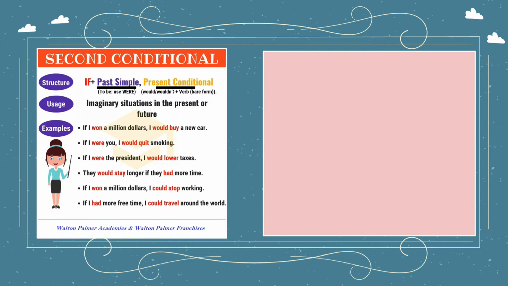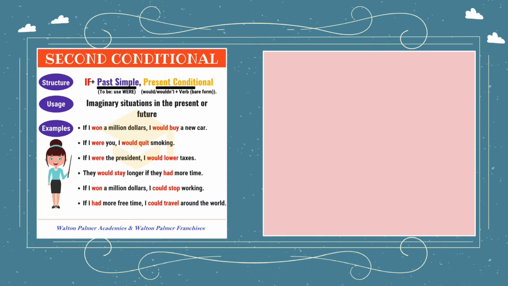But it's quite different for number 4, which is the sentence, they would stay longer if they had more time. As we can see from here, "would stay", which is the present conditional, is used in the first sentence, while the past simple is used in the second sentence.